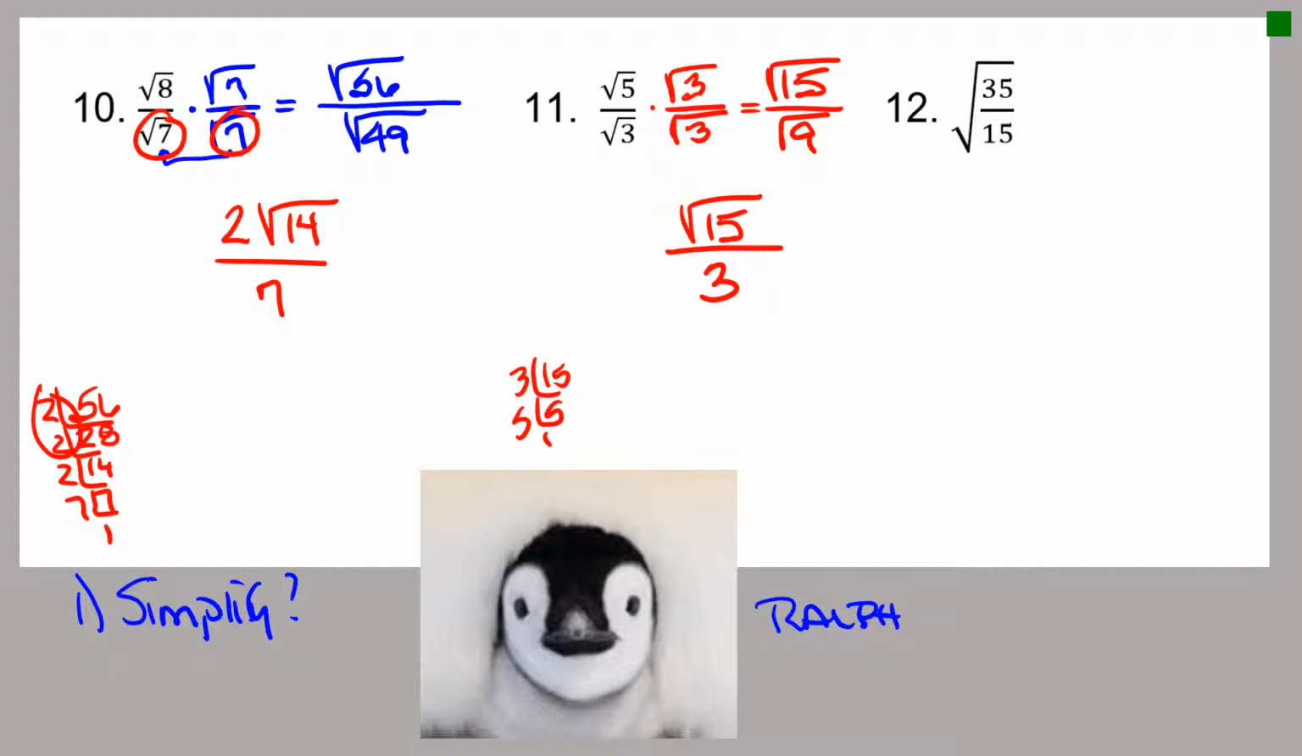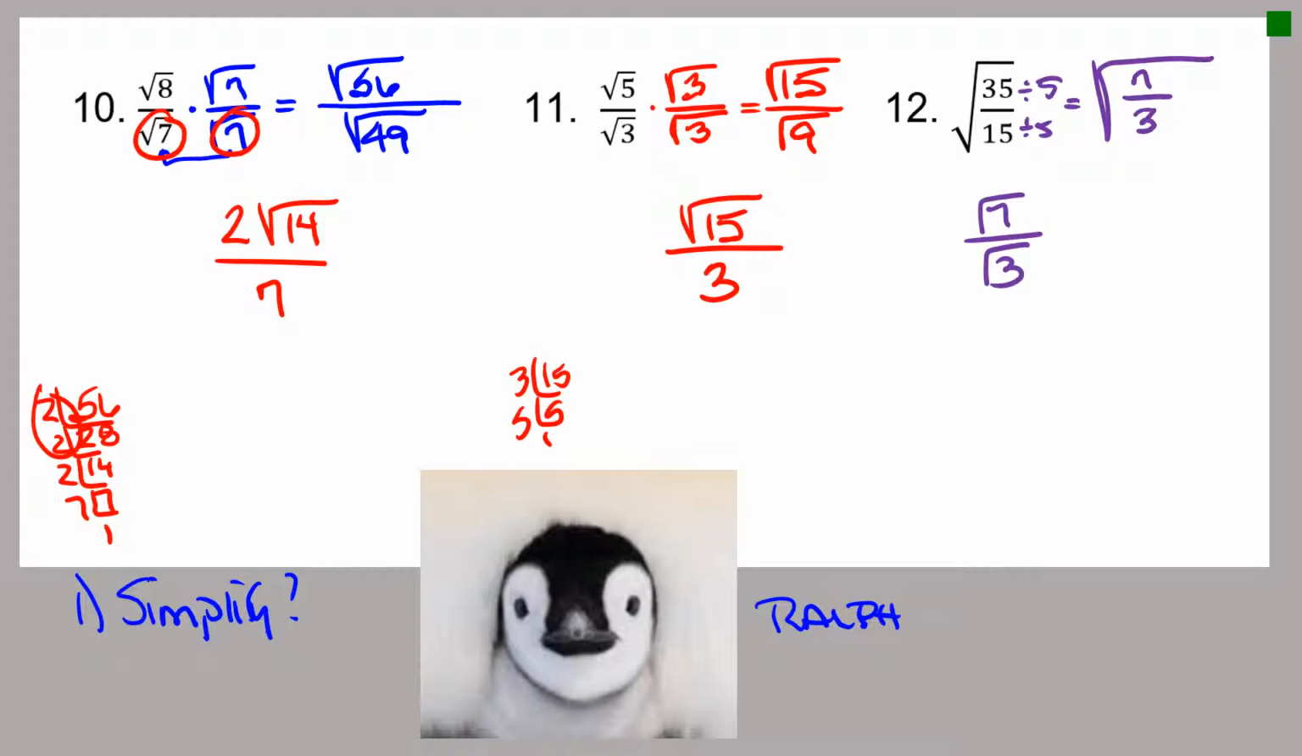On number 12, the first thing I'm going to do is reduce it. I'm going to simplify. I'm going to divide them both by 5. I'm allowed to do that because they're both under the radical still. So 35 divided by 5 is 7. 15 divided by 5 is 3. The reason I do this, I'm working with smaller numbers. My life's easier.